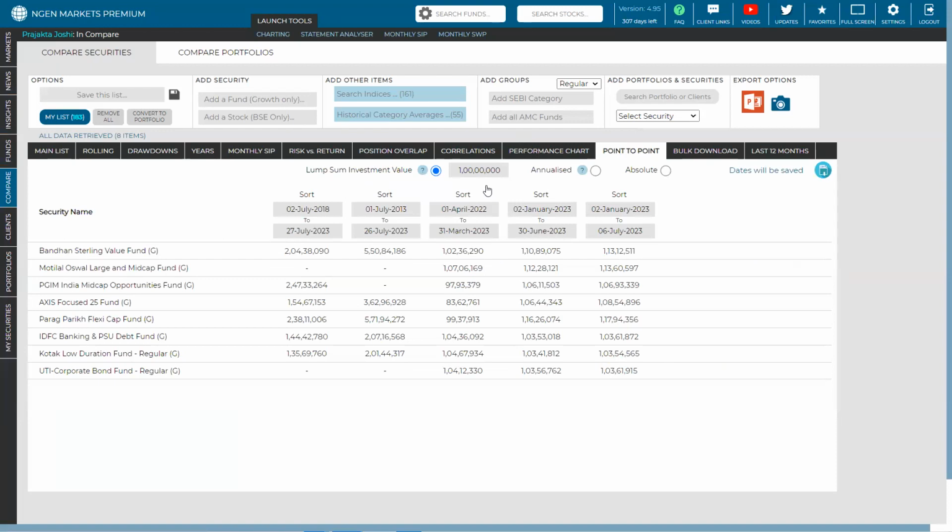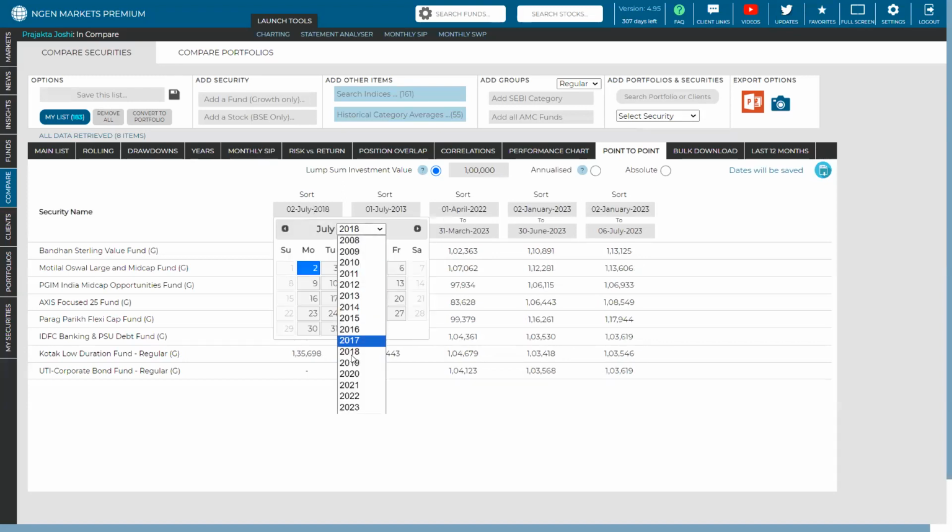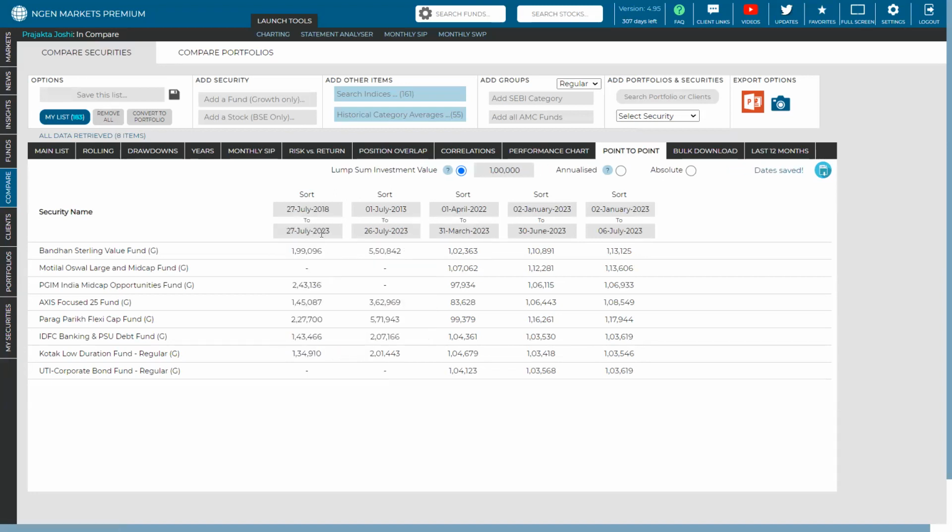If 1 lakh is invested, head over to point analysis and put in the lump sum value as 1 lakh rupees. Once you put in 1 lakh rupees here, just specify the time periods. We have given you 5 different slots. So first slot could be a 5-year period. So 5-year period is 27th of July 2018 to 27th of July 2023. This is a typical 5-year period. What would 1 lakh become in 5 years?